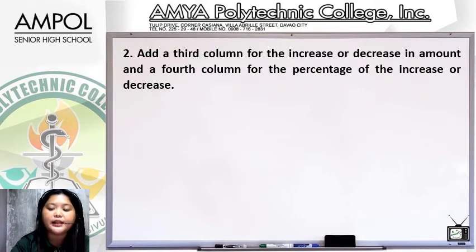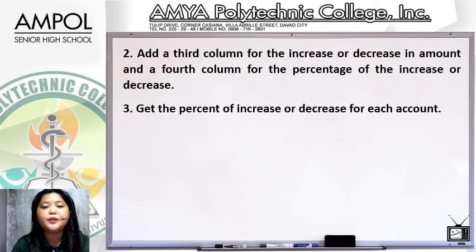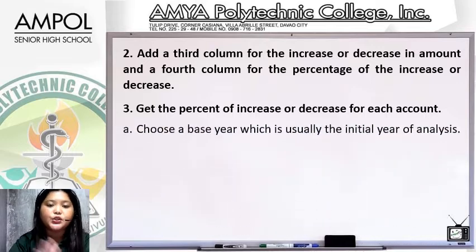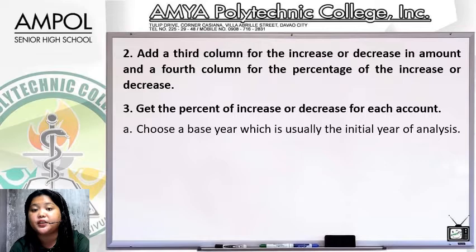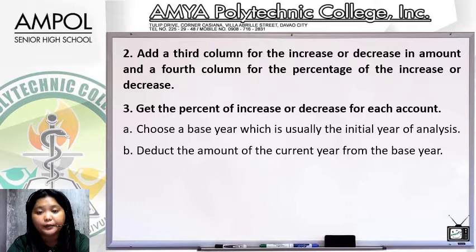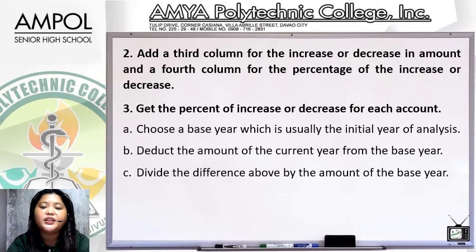But before that, let us first proceed to our third step. The third step is to get the percent of increase or decrease for each account. These are the steps on how you are going to get it. First, choose a base year, which is usually the initial year of analysis. Then second, deduct the amount of the base year from the current year, and divide the difference by the amount of the base year.